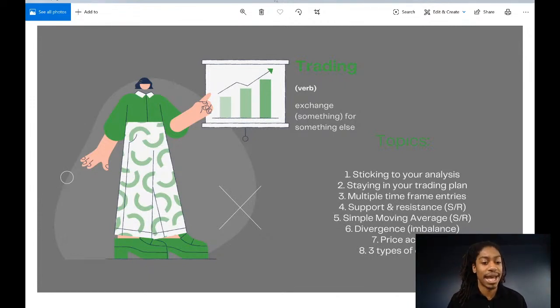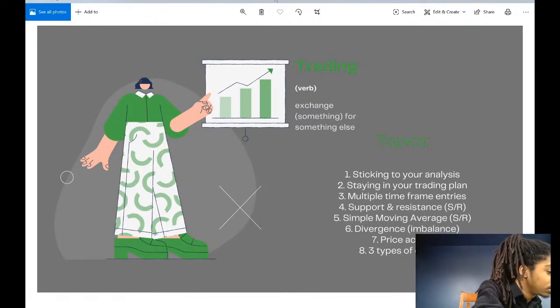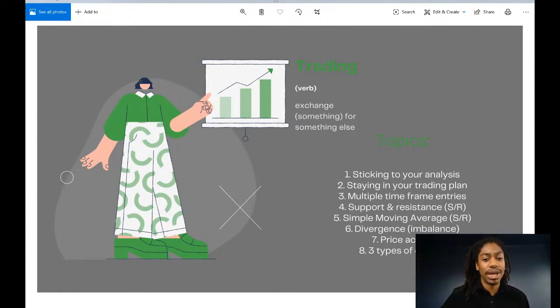And then there is understanding the movements of price and candlesticks, and more so just support and resistance, because there are many forms of support and resistance, whether that's moving averages. Here we have multiple time frame analysis, support and resistance, divergence, price action, and then we'll cover multiple types of entries as we go through each one.